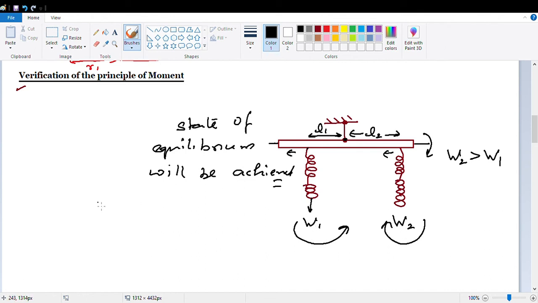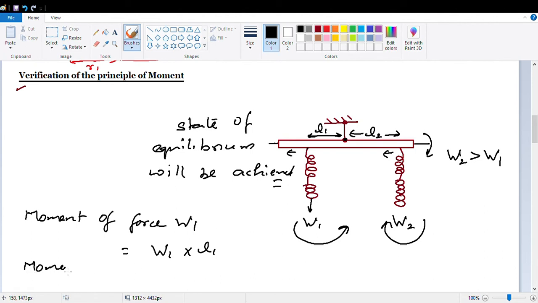Let's understand, let's find its moment. Moment of force W1. What will be the moment? W1 into the distance of W1 from the point of pivot, that is L1. Again, moment of force W2 is going to be force W2 multiplied by the distance, that is L2, from the point of pivot to the line of action of force, that is your L2.